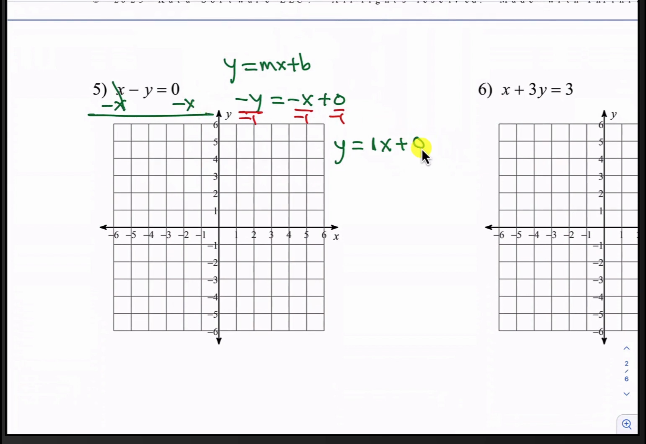Our y-intercept would be 0, and that would go here. Our slope is 1, which can be written as 1 over 1. So starting at 0, we would go up 1 and then to the right 1 for our second point. Up 1 and over 1 again to get another point, and let's go ahead and connect.